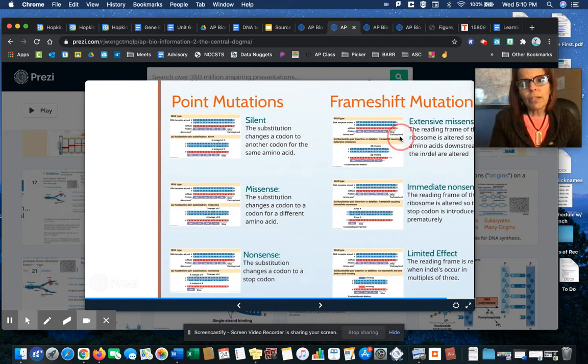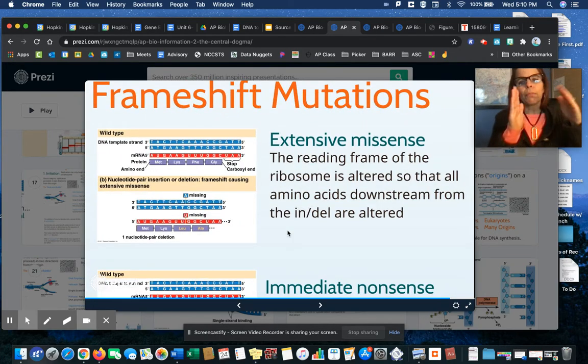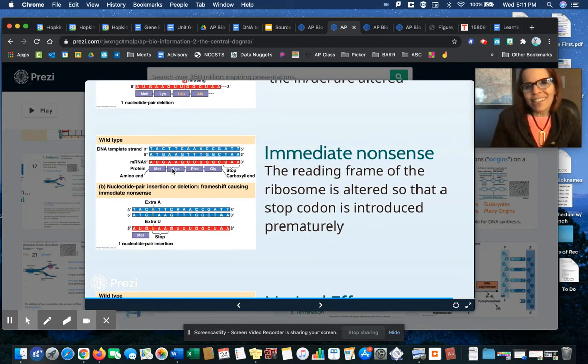And then we talked about frame shift mutations. And remember, a frame is the groups of 3 letters, the codons. And anything that screws up those groupings of 3, the ribosome doesn't know any better. It just reads 3 letters at a time. So the 2 things that screw up those groupings are insertions and deletions. That screws up the groups of 3. So an extensive missense is where everything after the insertion or deletion gets screwed up. Immediate nonsense is where the screw up leads to a stop sign again, stop your nonsense.